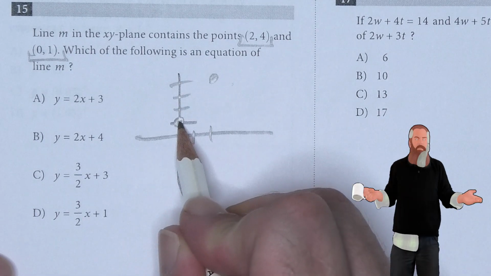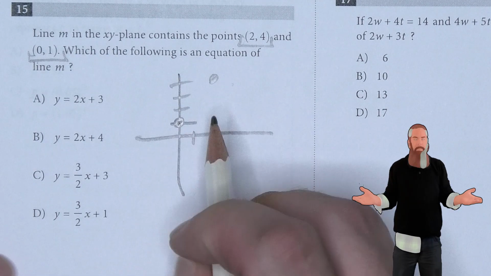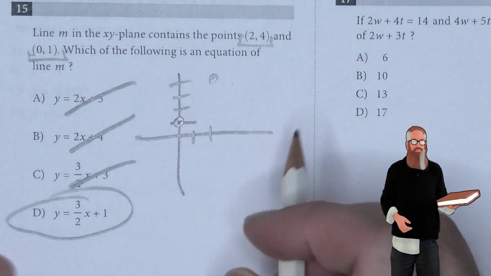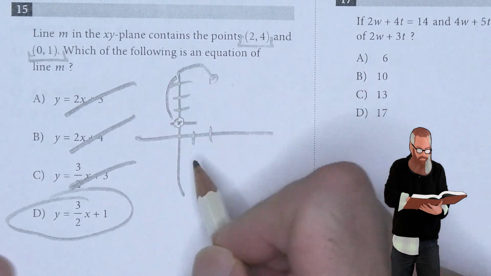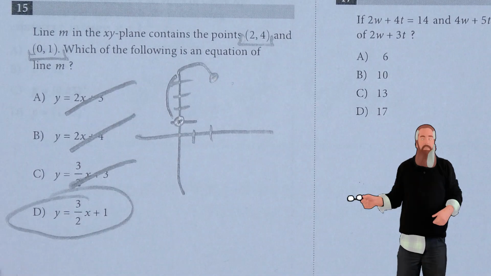This right here means, in y is mx plus b, I need a plus 1. It really does leave D as the answer, but if I were to figure out the slope, I would find that we went up 3, right 2, which means that yes, D is the answer.